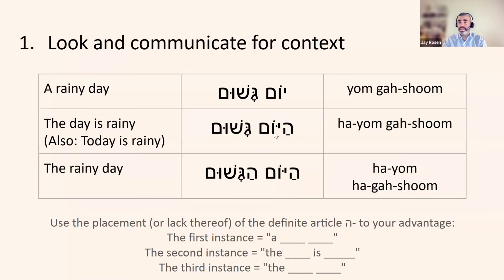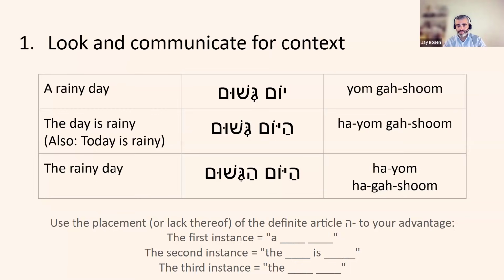Okay? Whether you translate it as the day or today, by the way, as you see on the left-hand side. And finally, the last one, Hayom Hagashum. What if both words get the definite article? The rainy day. Okay? Because remember, number one, adjectives follow nouns in Hebrew, and they have to agree with each other in order to be anything but a declarative sentence, excuse me. So if I want to say the rainy day, not just a rainy day, Yom Gashum, but the rainy day, Hayom HaGashum, the rainy day.